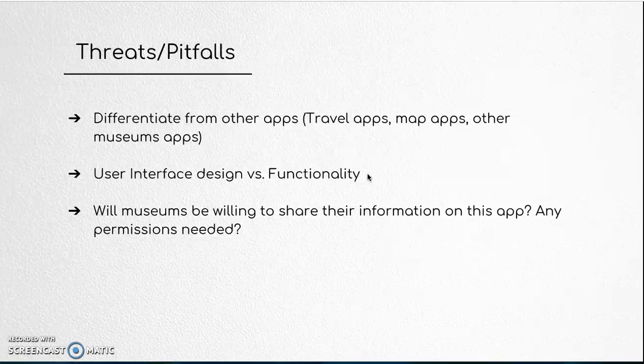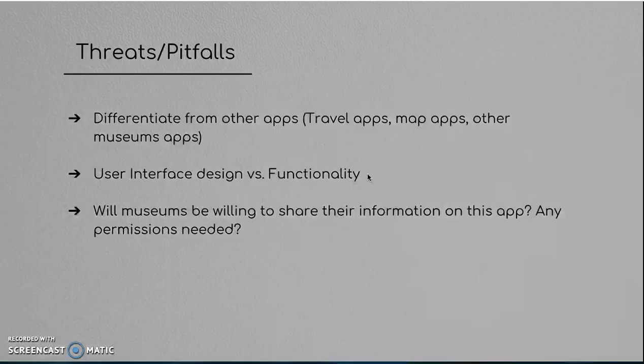So there are 3 main threads that I thought about. The first would be how I can differentiate my app from other apps, like travel apps such as TripAdvisor, map apps like Google Maps, and other museum apps like the Met. The second was how I can balance the user interface design with functionalities, because sometimes people would design a really visually enjoyable user interface but sacrifice the functionality. And the third would be, will museums be willing to share their information on this app instead of on their official website? Do we need any permissions for this information?